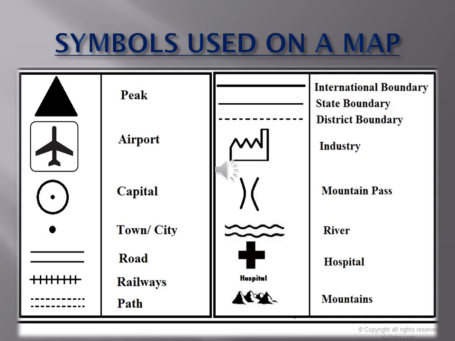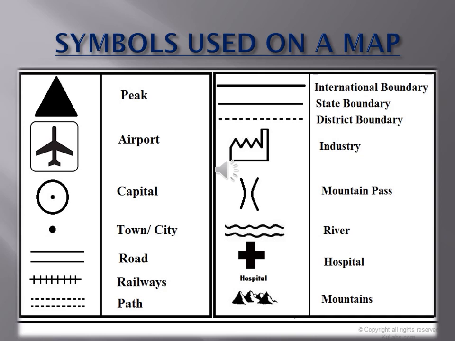Then a dot inside a circle represents the capital city. Then a dot represents a town or a city, and a symbol like an equals sign represents a road. And for railways, there is one symbol you can see here. Then a path, and a bold line. International boundary means the boundary between two countries. Then a state boundary, okay, means a boundary between different regions, or the district boundary is denoted by using dotted lines.